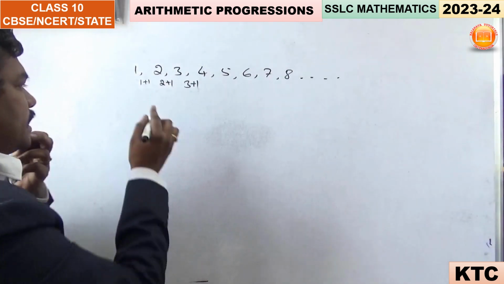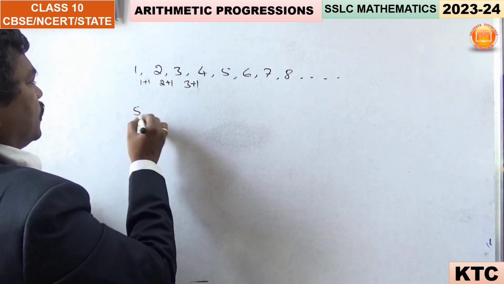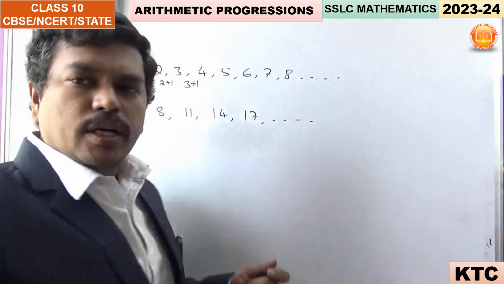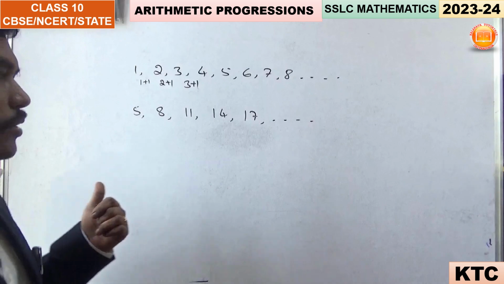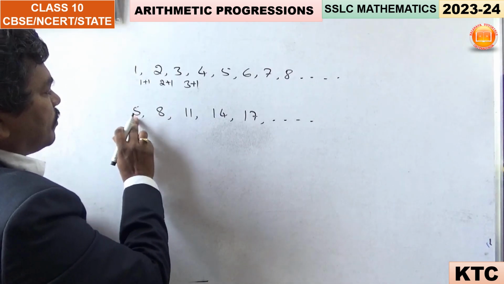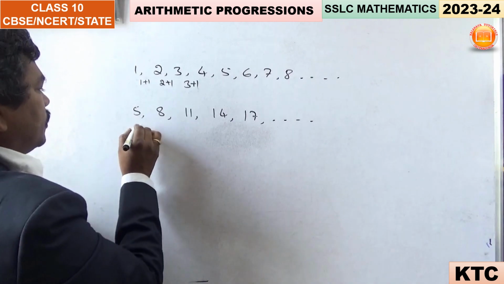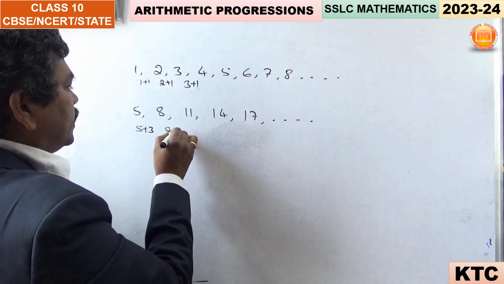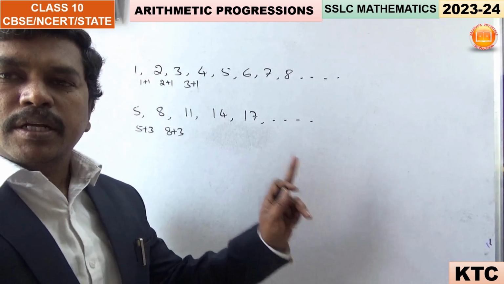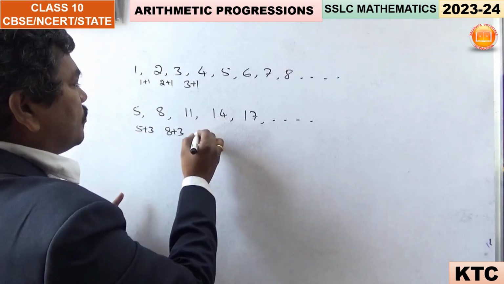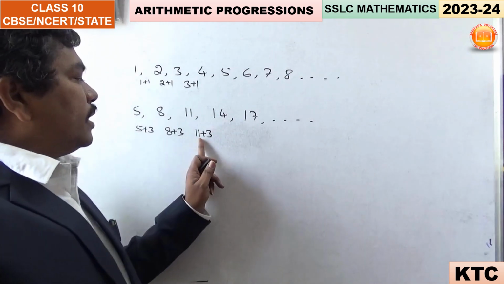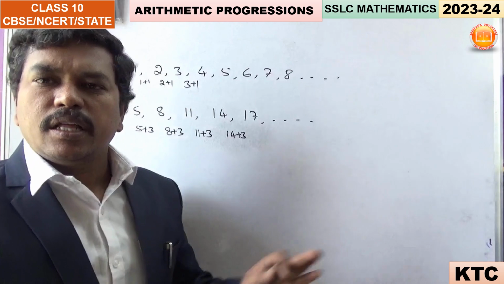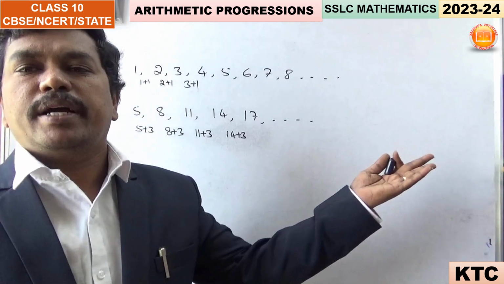I will take another series: 5, 8, 11, 14, 17 and so on. Observe what we have to add to 5 to get 8. For 5 you add 3 to get 8. Then you add 3 again to 8 to get the next term, which we call the successive term. For getting 14 we add 3 to 11, and 14 plus 3 is equal to 17. In this way you can write many terms by adding the same number.